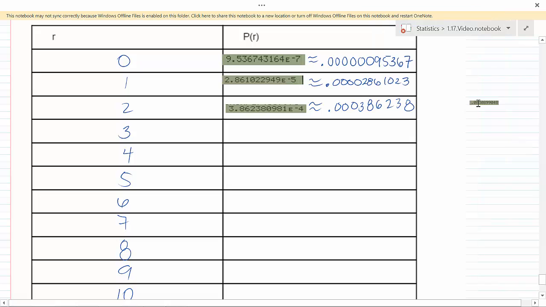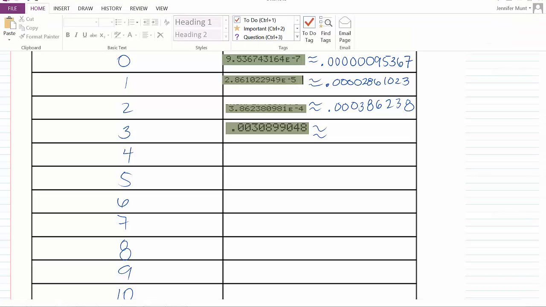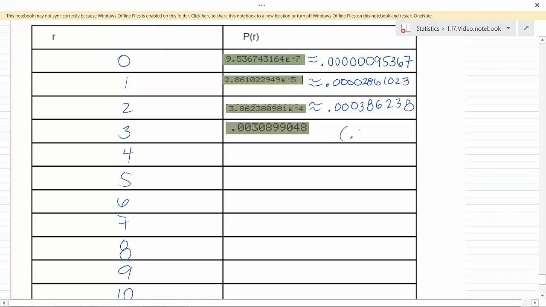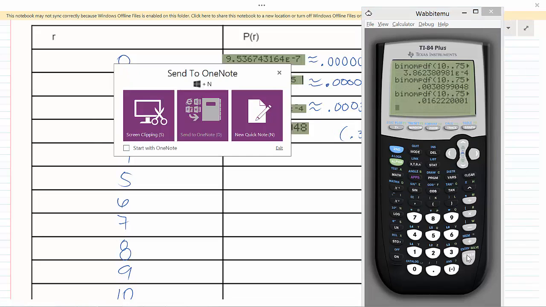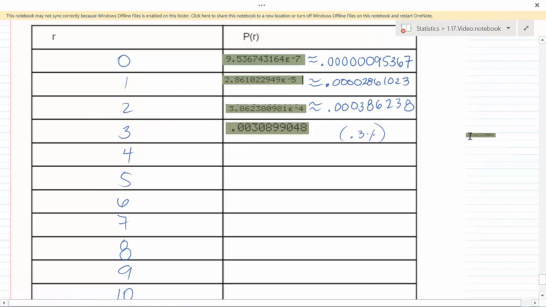It's not until I get to 3 that I get a probability that is not given to me in scientific notation on my calculator. Right now we're looking at a probability of about 0.3% if I was going to convert that. All of these others have been significantly smaller, but this one's about 0.3%. So still a really low chance. And when we get to 4, this is the first time we're seeing a probability of even a 1% chance.